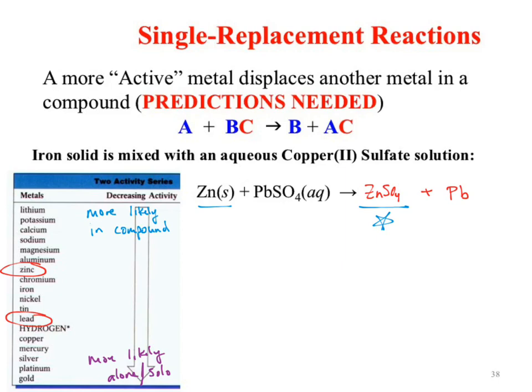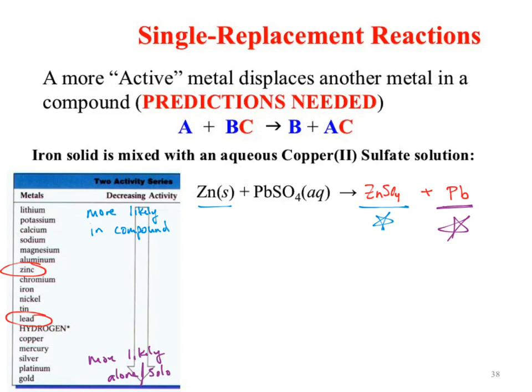Okay? Next part. Lead. Lead is less active, which means it is more likely to be alone. Where's lead in my chemical equation? It's on both sides. Where is it by itself? On the right-hand side. Where did I star? On the right-hand side of the equation.